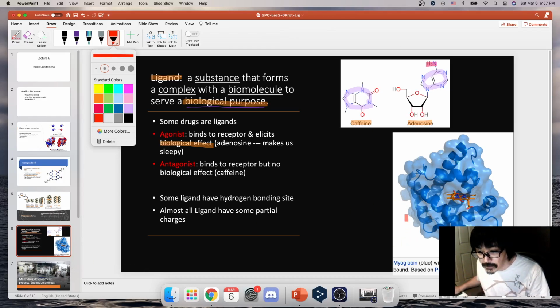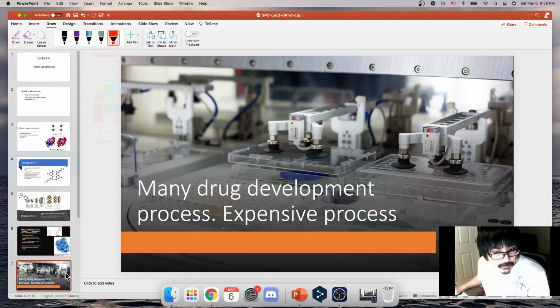Oh, and I should probably mention this one too. The myoglobin has the heme group, and that heme group can carry the oxygen here, and that's the ligand right here. Then that's the protein that's surrounding this heme, and that fits into this particular spot. That's called the binding site. Okay, I think that's good.